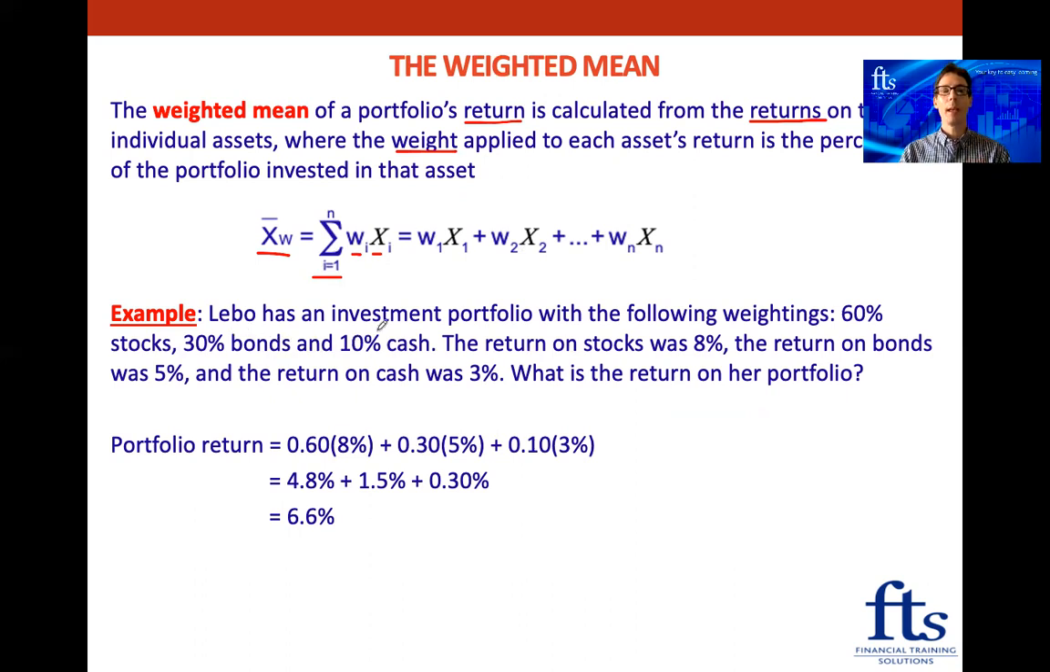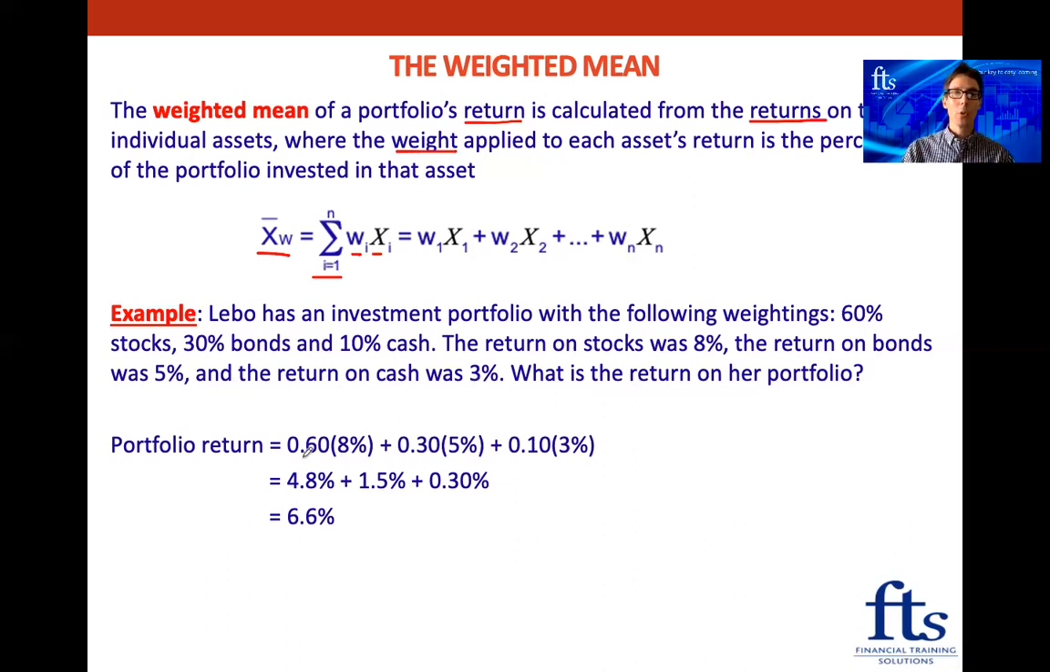We've got Lebo, who has an investment portfolio with the following weighting. She's got 60% of her money in stocks, 30% in bonds, and 10% in cash. They give us the returns: the return on stock was that, the return on bonds was that, and the return on cash was that. So what is the return on the portfolio?